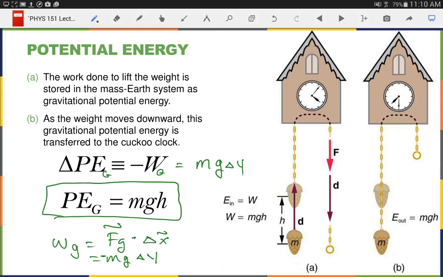This slide is showing a cuckoo clock. At the hour, this little door is going to open up, and a little bird is going to come out and go, cuckoo. And it's all cool. How does this clock work? It is powered by gravitational potential energy.